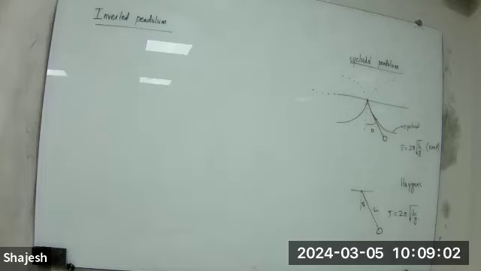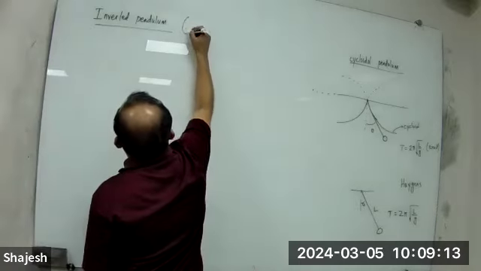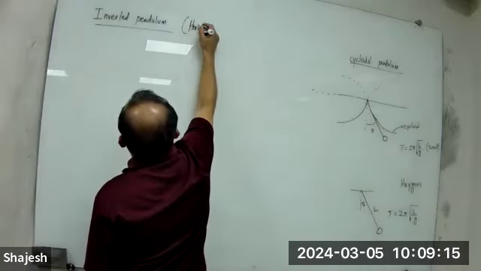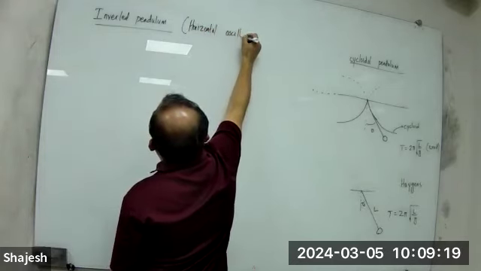That's what we will do, the inverted pendulum, or you can say a forced pendulum, in the sense that the hinge is forced to do something. Okay, so let's start with horizontal oscillations.